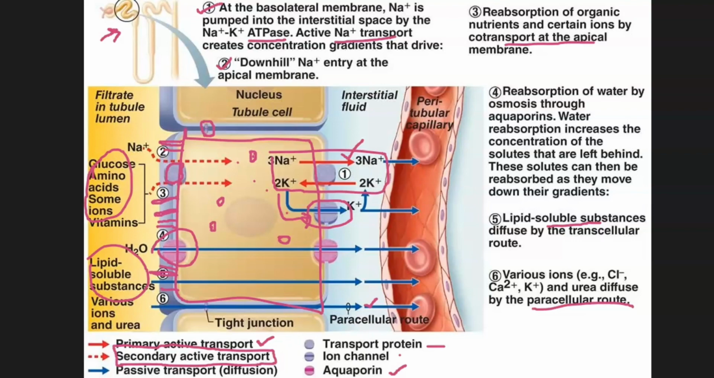So hence, 70 to 90% of the filtrate is reabsorbed, and only water and minerals are present in the filtrate now. No nutrients are there other than this.